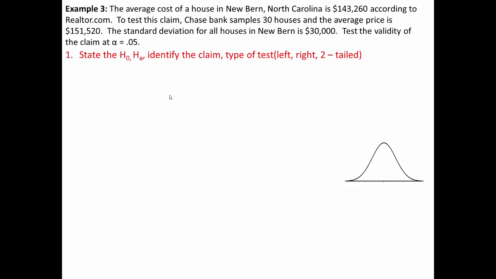Is it the null hypothesis or the alternative hypothesis? The average cost of a home in New Bern, North Carolina is $143,260. It's the null, and what's the sign? Equals. All right, and then because of that, the alternative hypothesis is not equal. What does that make it? A left-tailed, right-tailed, or two-tailed? Two-tailed. Okay, so that's what I'm going to let that be written as. That's your job. We did that yesterday. That's not new.